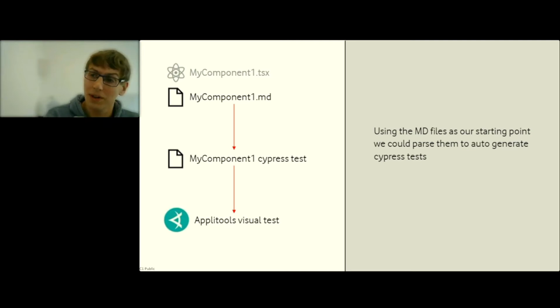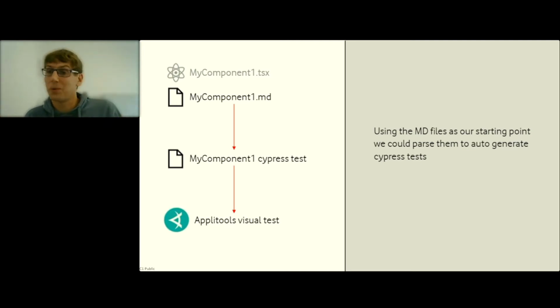If we use those MD files as our starting point, given that they showcase all the variations and all the differences we want to see in our components, then we can use some level of automation to generate Cypress tests out of them, and therefore auto-generate the visual tests as well. So we thought, can we parse these? Is it possible? What tooling can we use to easily generate Cypress tests out of all the MD file examples?